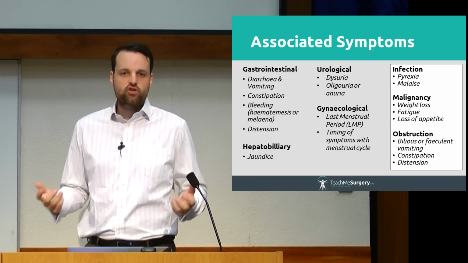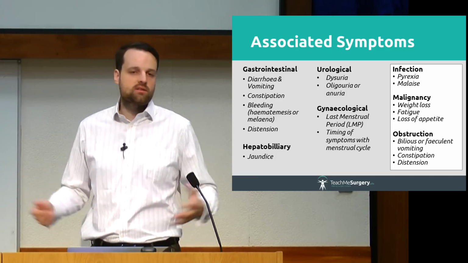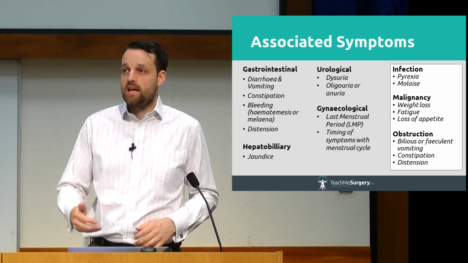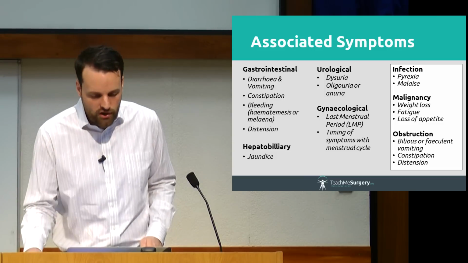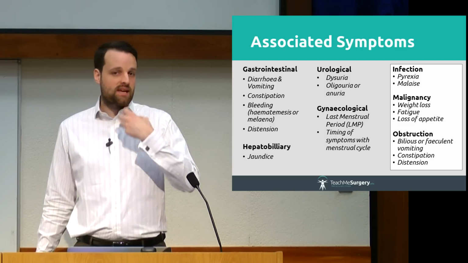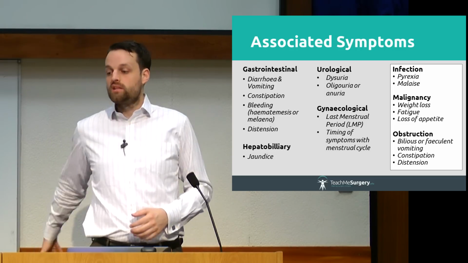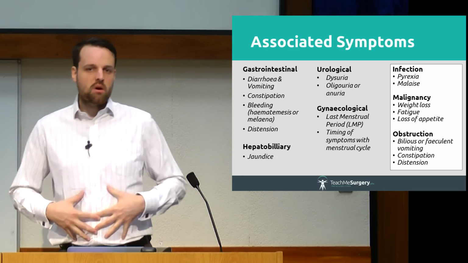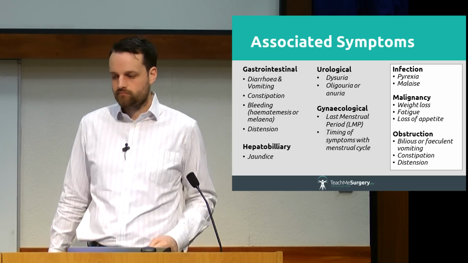So if someone presents with GI upset, whether it's vomiting or what, you need to be asking about all of the other GI symptoms. If someone comes with vomiting, how can you not ask about diarrhea, constipation, blood, whether it be in the vomit with hematemesis or in the stool as melena or as fresh PR bleeding? And also ask about abdominal distension.